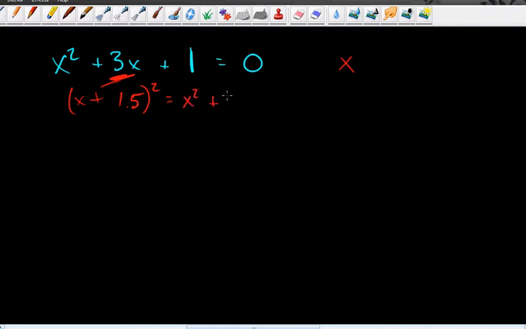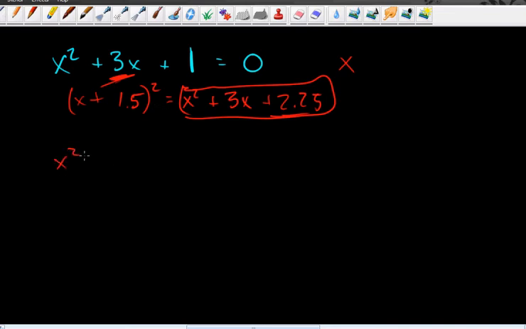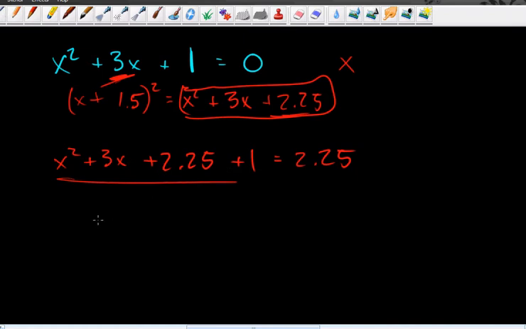So if I had x plus 1.5 squared, I would start with x squared plus 3x, and then the final term would be whatever I get when I do 1.5 times 1.5. Well, 2.25. So this tells me that I need to add 2.25 to both sides so that I can have a perfect square on the left side. Here's the plus 2.25, plus 1 again equals 0 plus 2.25.